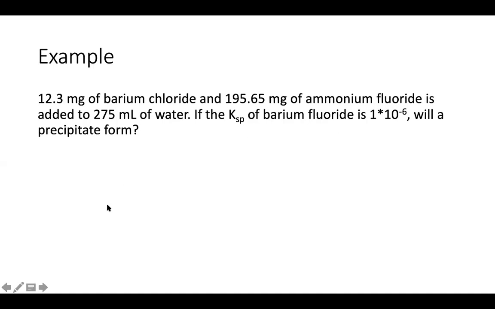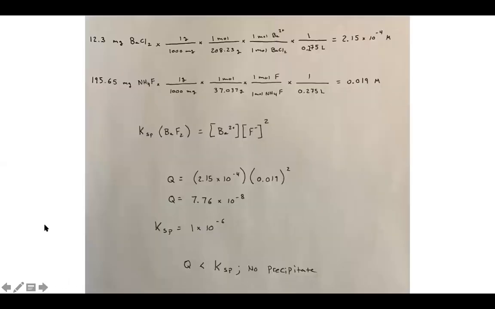And so again, will a precipitate form? What I'm going to do is take each individual salt, take the mass of it given, and convert from milligrams to grams. And for both of them, I'm going to use the molar mass of the respective salts to convert from grams to moles.